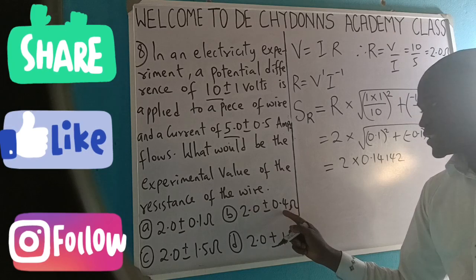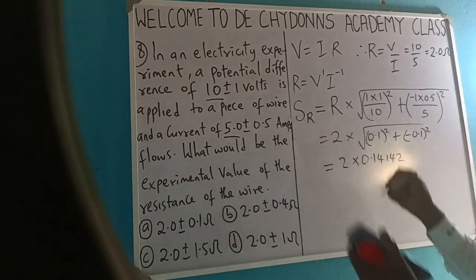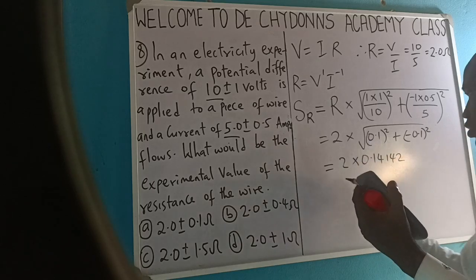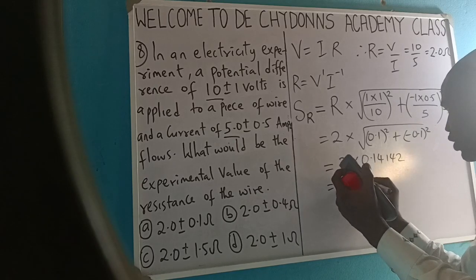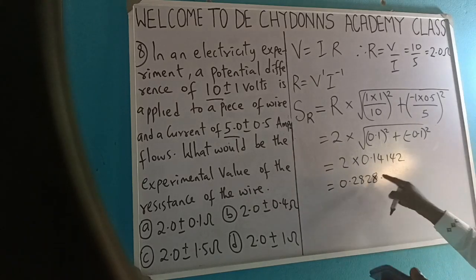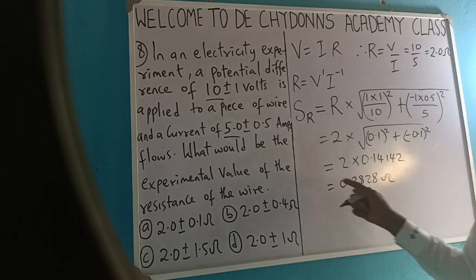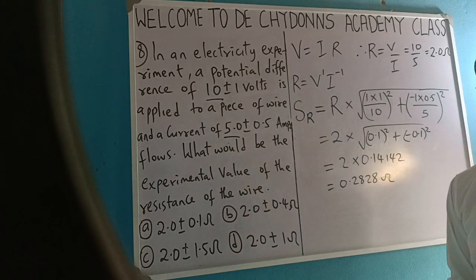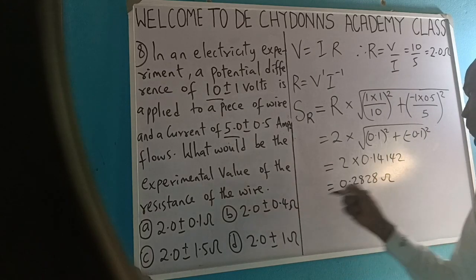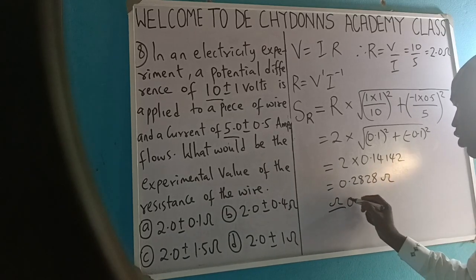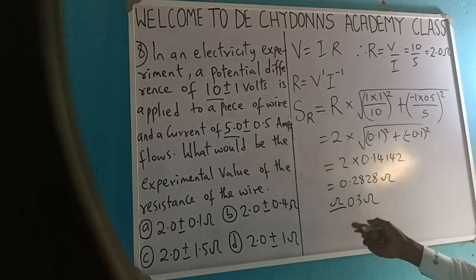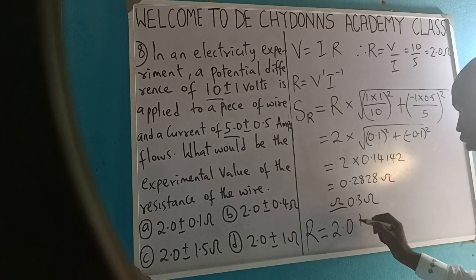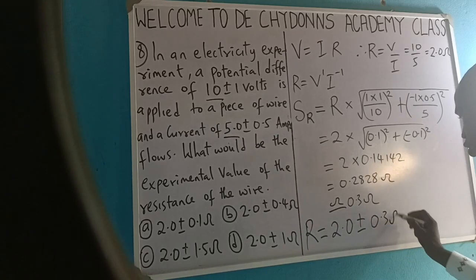Okay? But the options are in one decimal place. 2 times this times 2 will be giving us 0.2828 ohms. See, look at the error we encountered in getting the effective resistance of the resistor. Now, this is in one decimal place, approximated to 0.3 ohms. Therefore, our effective resistance is equal to 2.0 plus or minus 0.3 ohms.